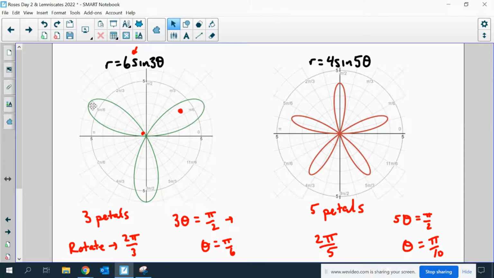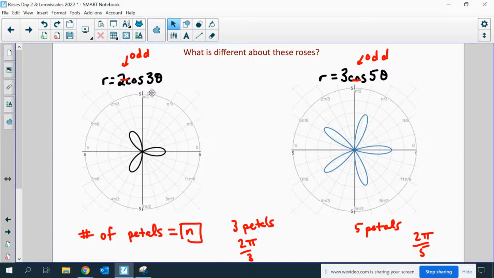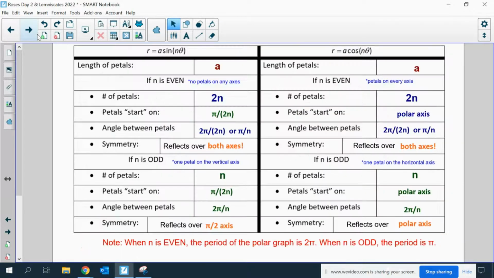Starts at pi over 6, goes to 5 pi over 6, 3 pi over 2. And then this 4 sine of 5 theta starts at pi tenths. And then I add 2 pi over 5. And so I end up with 5 of these. Now notice the sine with an odd number, I always ended up with something on the vertical axis. So I ended up with something here on the vertical axis. For the cosine graphs, I ended up with something on the horizontal axis every time.